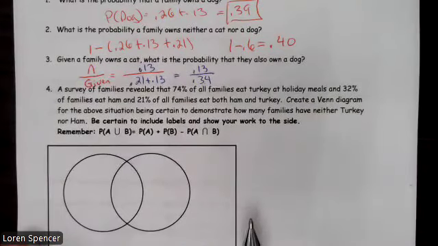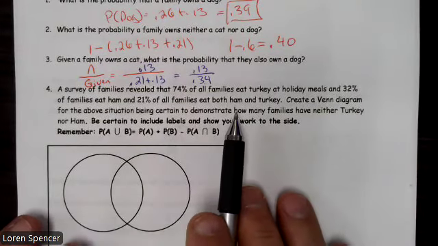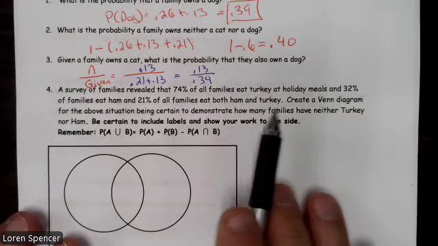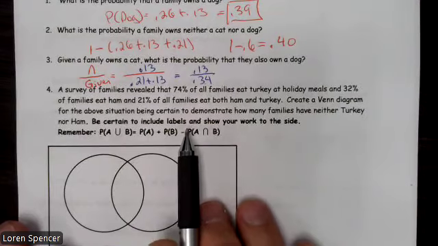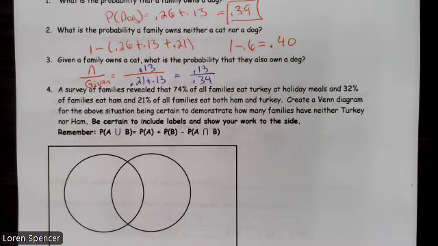So a survey of families revealed 74% of the families eat turkey at a holiday meal and 32% eat ham and 21% eat both ham and turkey. All right. Create a Venn diagram for the above situation, being certain to demonstrate how families may have neither turkey nor ham. All right, so we're going to need to show all of our work.